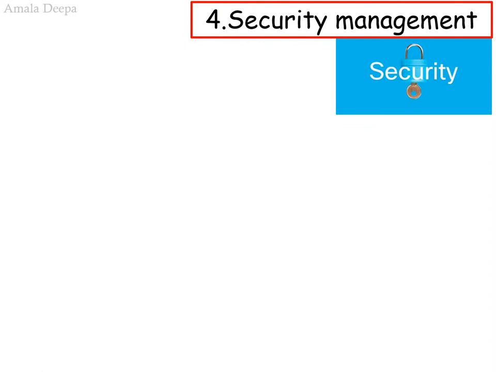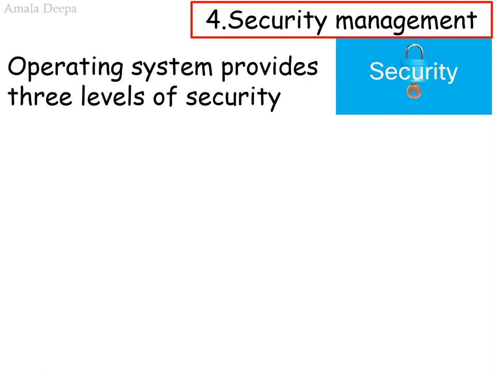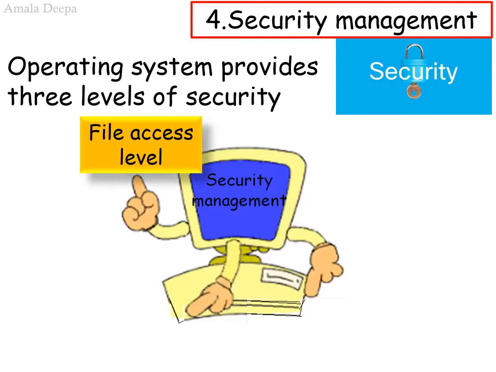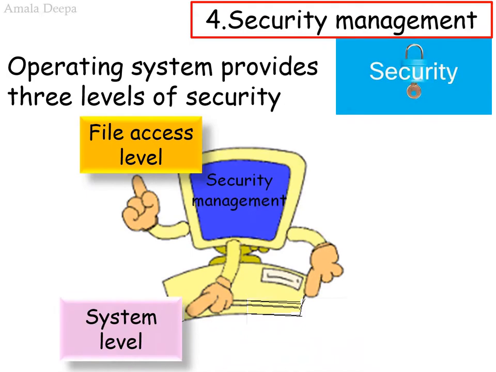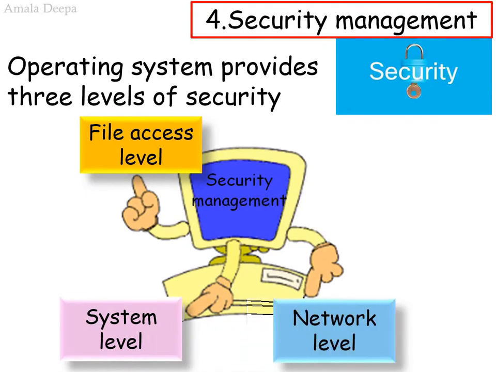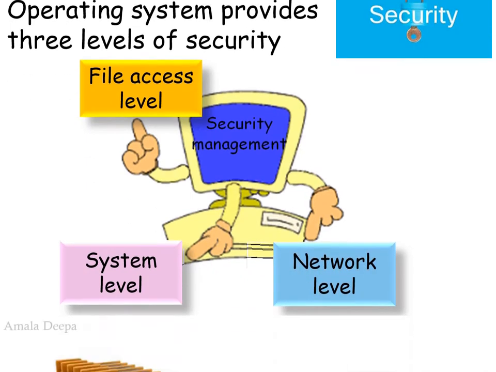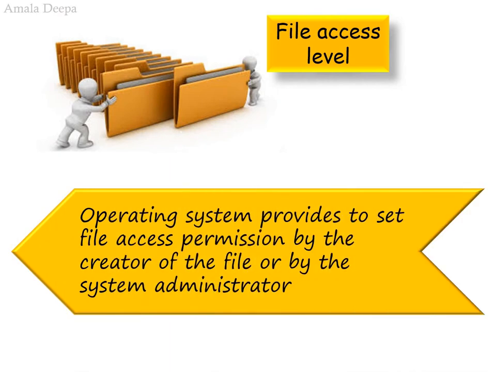The fourth feature of operating system is security management. Operating system provides 3 levels of security: file access level, system level, and network level. File access level. Operating system provides to set file access permission by the creator of the file or by the system administrator.